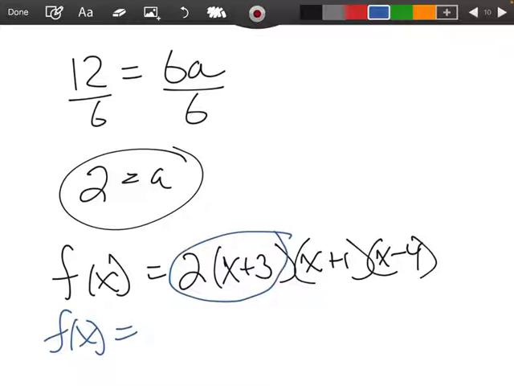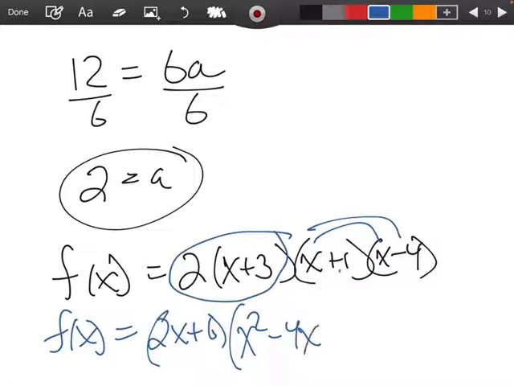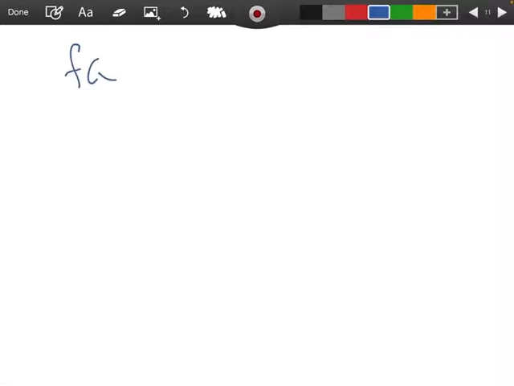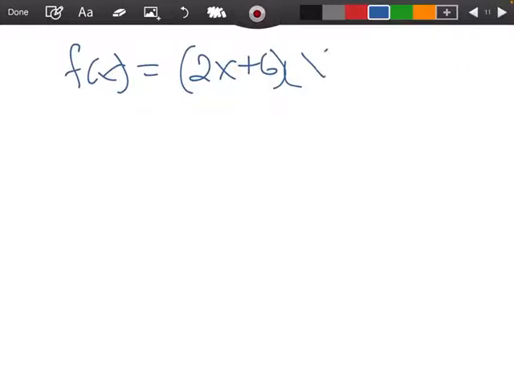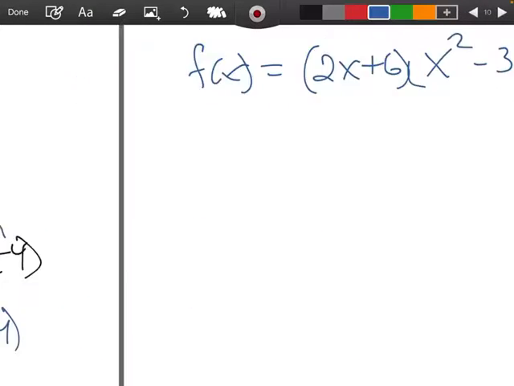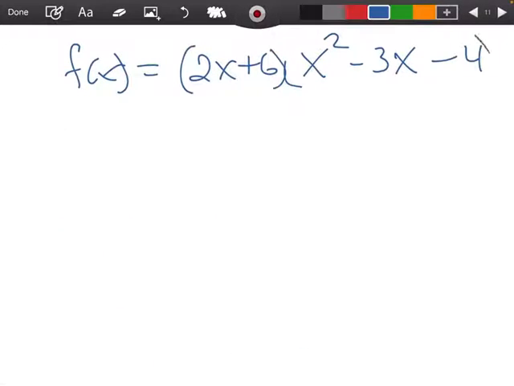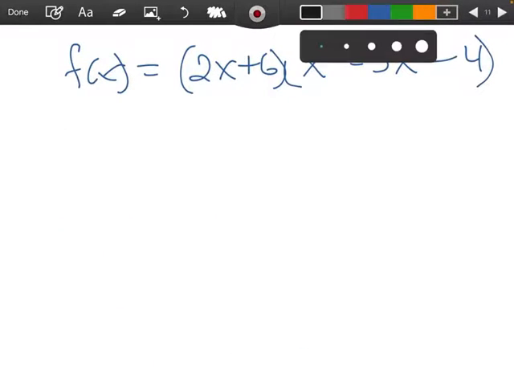And so that's going to give me a 2x plus 6, okay? Let me go ahead and multiply these together. So that's going to give me an x squared. That's going to give me a minus 4x, a plus 1x, and a minus 4, okay? So now I have f of x equals 2x plus 6. And then, let's see, we can combine these together to give me a negative 3x. So x squared minus 3x, and I believe it was a minus 4. Yep, minus 4. Okay, almost done, y'all.